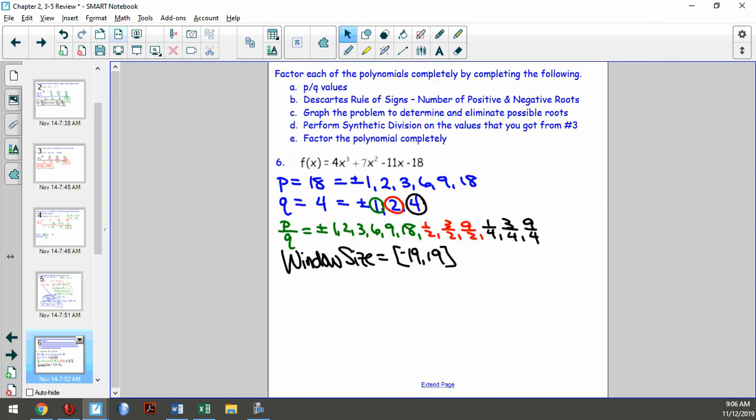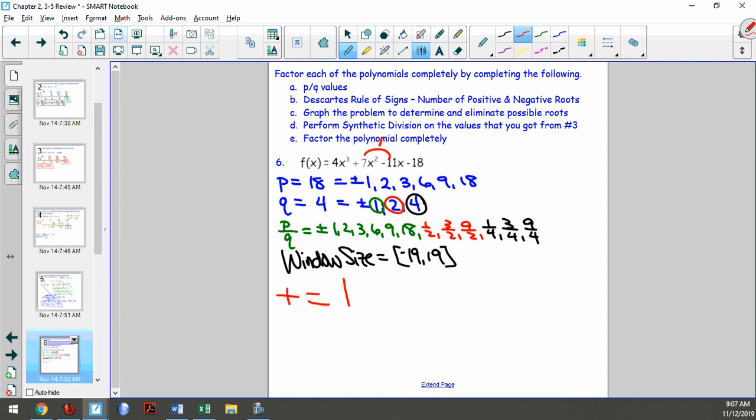It wants me to do P over Q, or Descartes, sorry. So positive roots. I'm going to count my changes in signs from positive, negative, negative, positive in my original polynomial. So positive 4 to positive 7, nothing. Positive 7 to negative 11, there's 1. Negative 11 to negative 18, nothing. Do we all understand that? Which means I have one sign change that is positive.